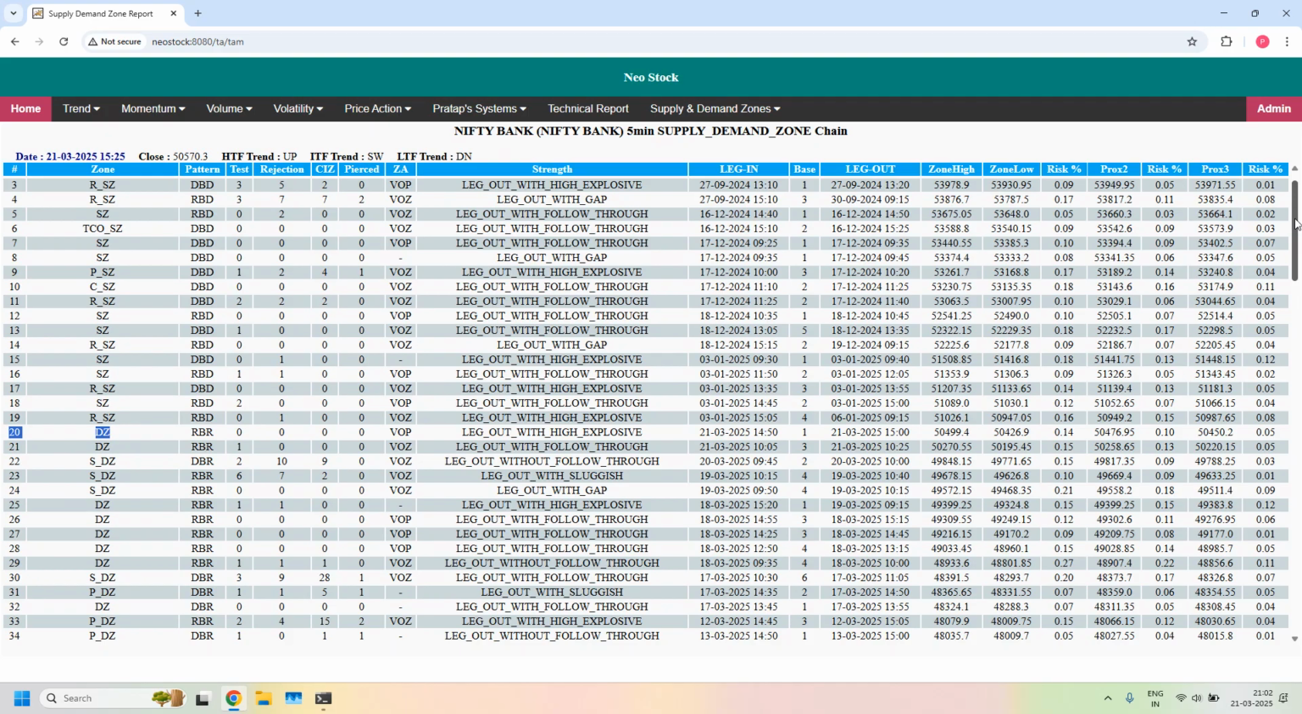Okay. So this is about Bank Nifty supply demand zone chain. So with this we have completed both Nifty and Bank Nifty supply demand zone chain reports useful to the Nifty and Bank Nifty traders.